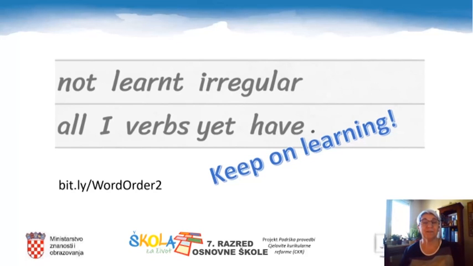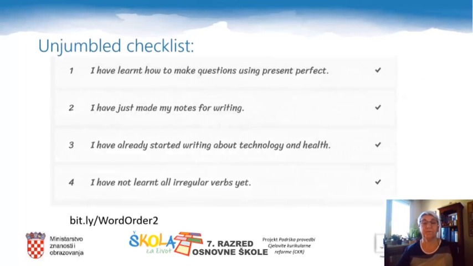Keep on learning is my advice. If you would like to keep unjumbling, practicing the word order, you can go to the link that you can see on the screen, word order 2, and you will find this exercise. And here is the unjumbled checklist for you to check.